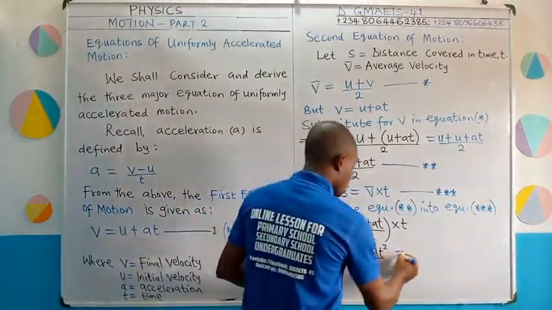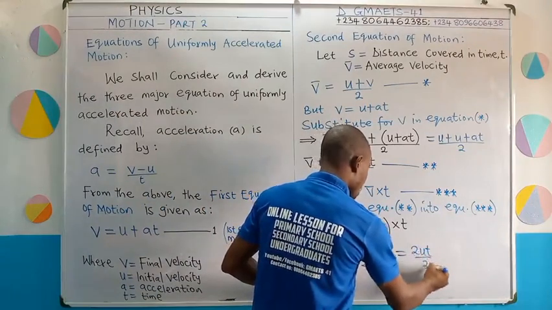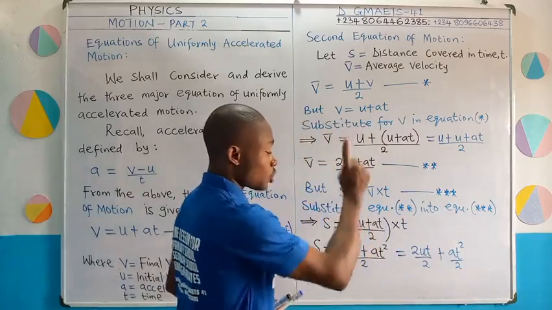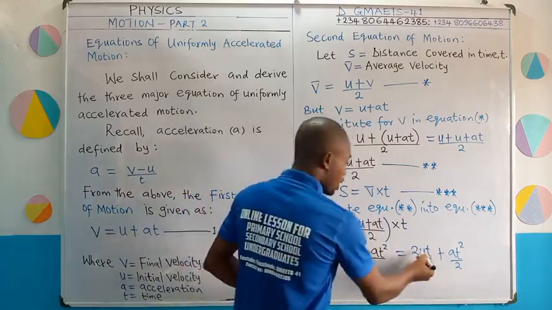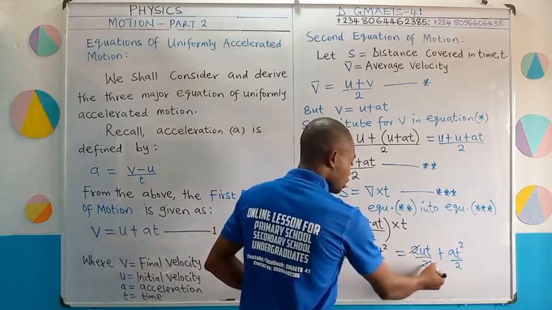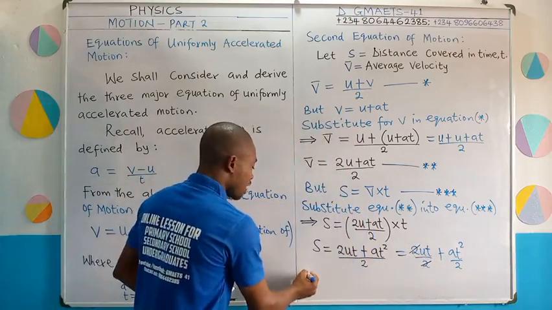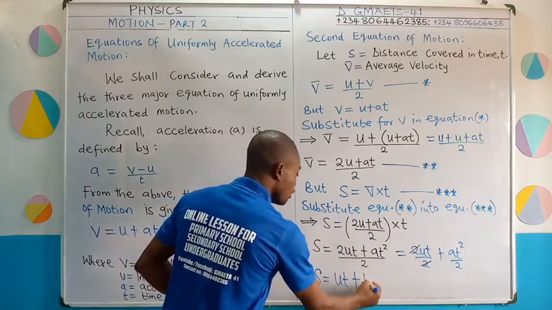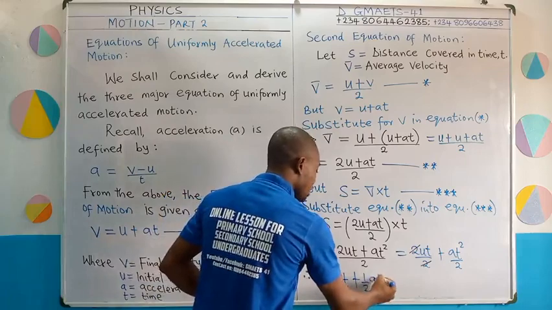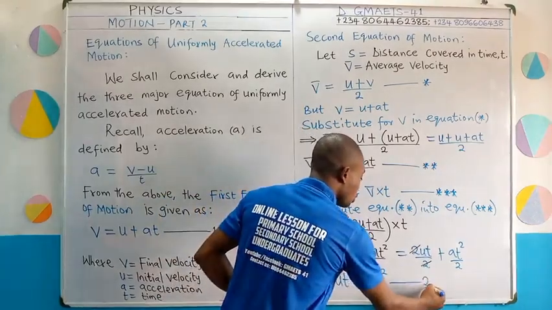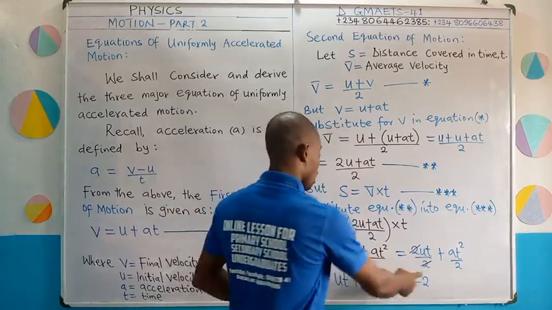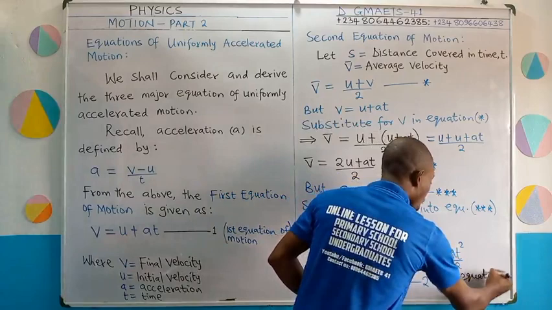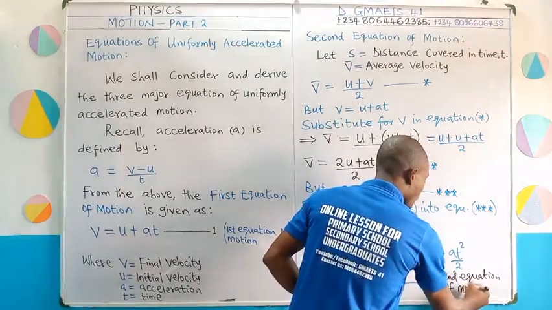And so this is going to give me 2ut divided by 2 plus 8t squared divided by 2. This 8t squared over 2 is the same as 1 all over 2 times 8t squared. What will happen here? This will cancel this. And therefore, we're going to have that s is equal to ut plus 1 over 2, that is 1/2, times 8t squared. This will be equation 2. And this is our second equation of motion. Let me indicate it. Second equation of motion. So you see how we derived it, okay?